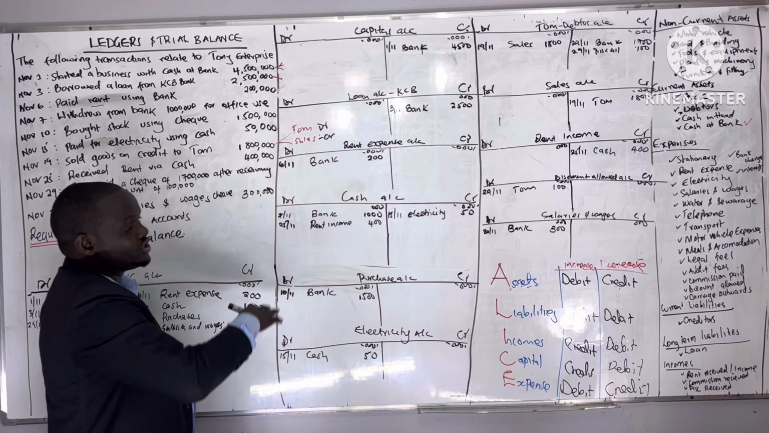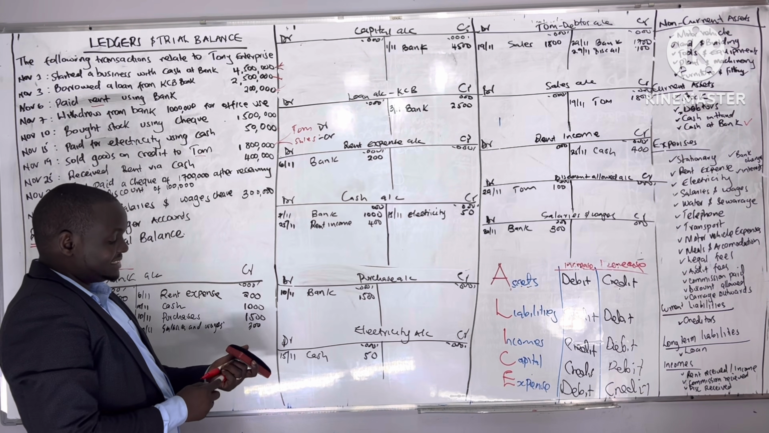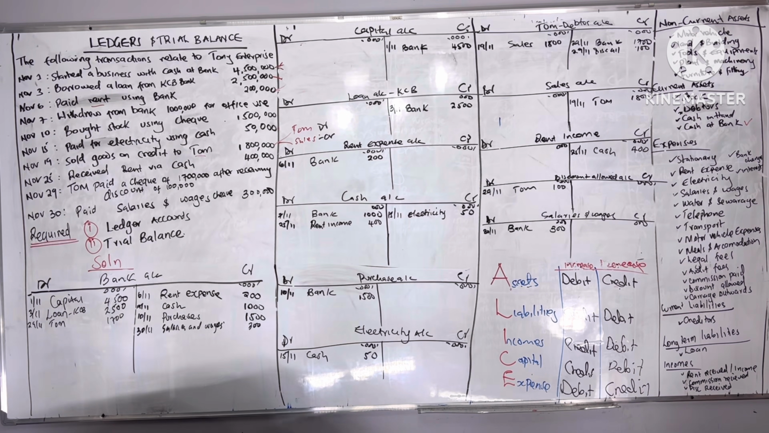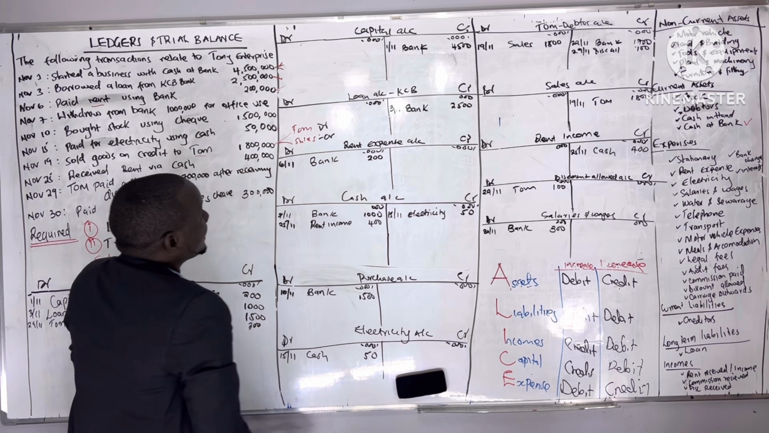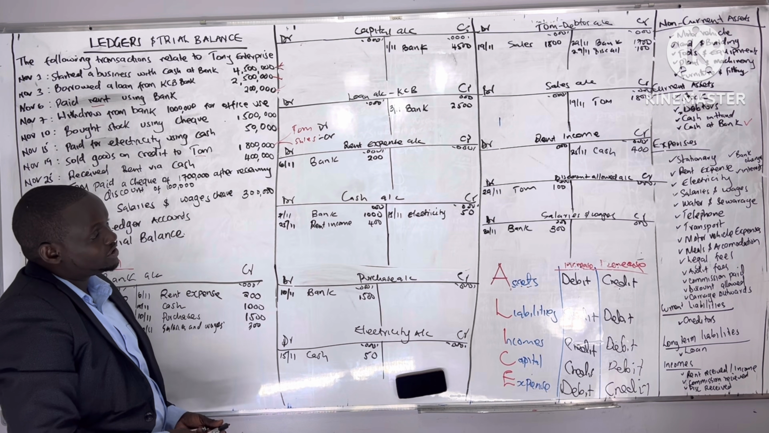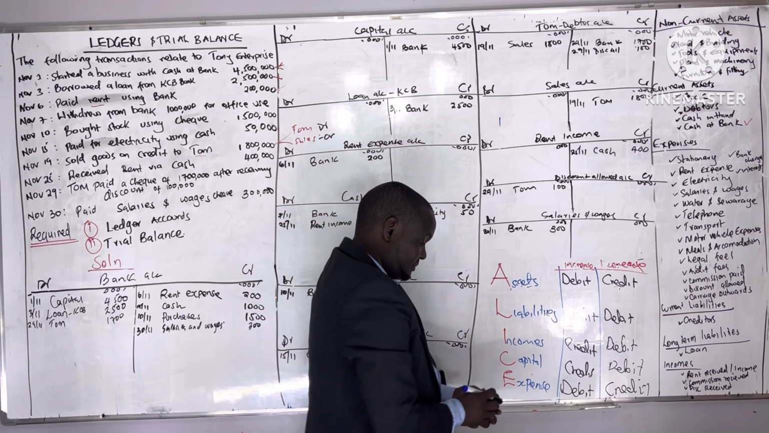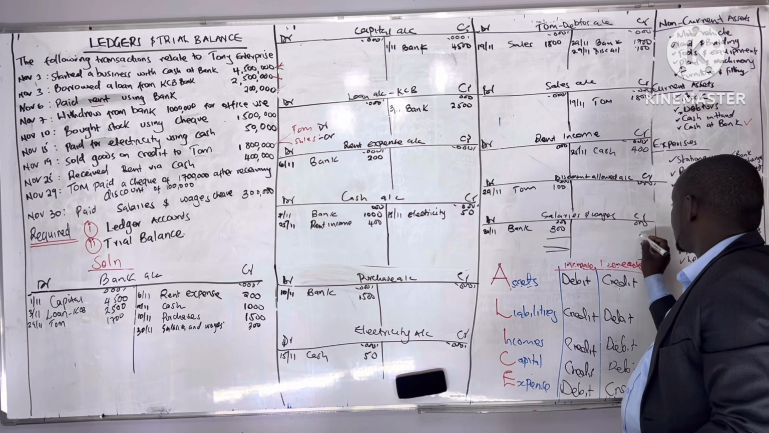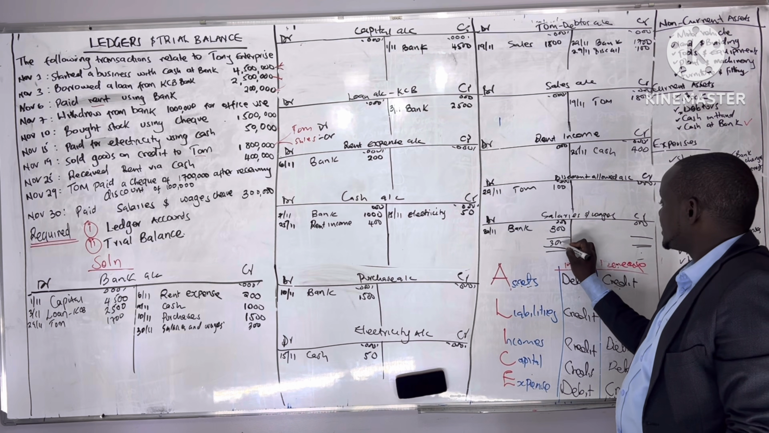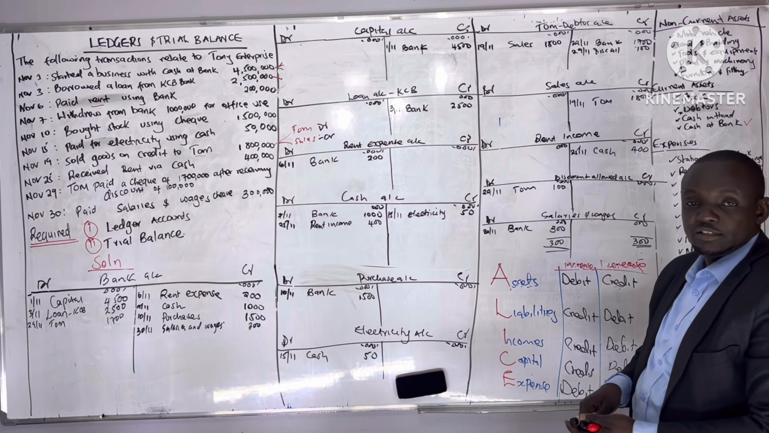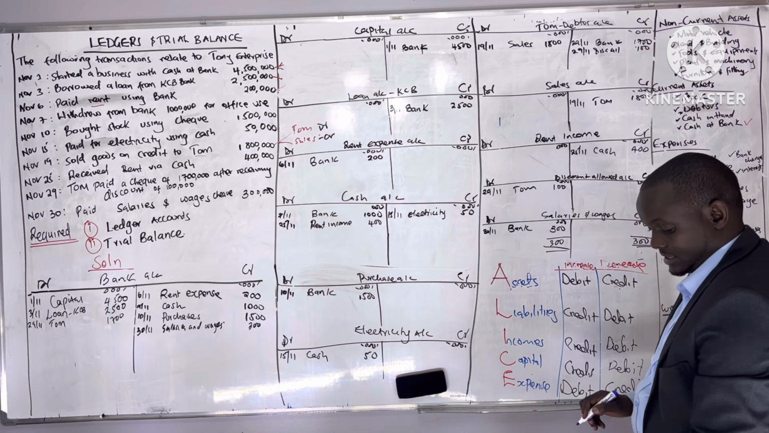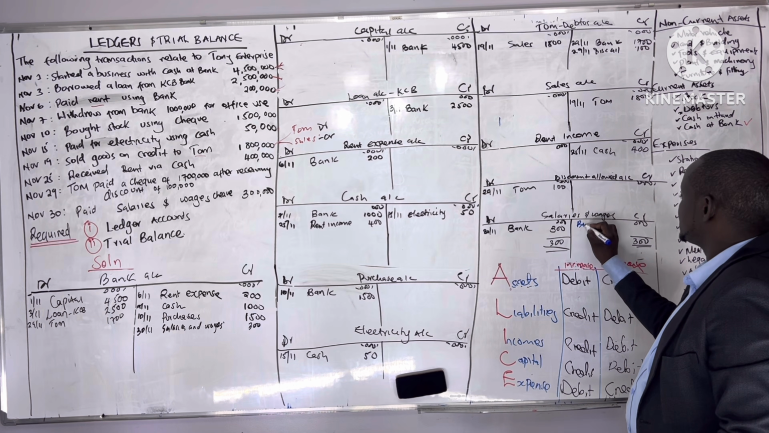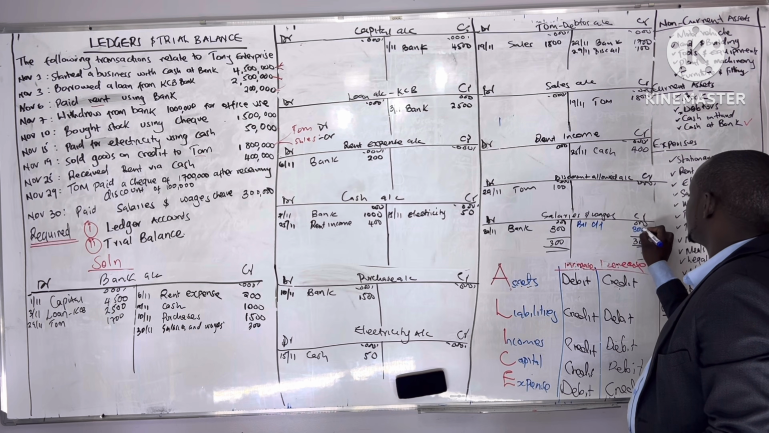We are done with recording all these transactions. What remains is for us to balance off these accounts. We'll balance off every account here. I can start with this one. The total is 300,000. As you balance, the total is 300. I want this side to be 300, so here we'll have balance carried forward of 300,000.